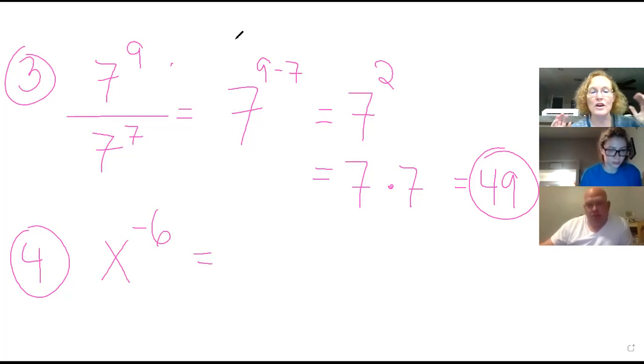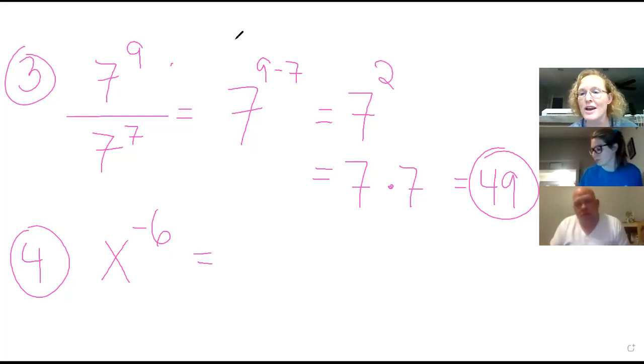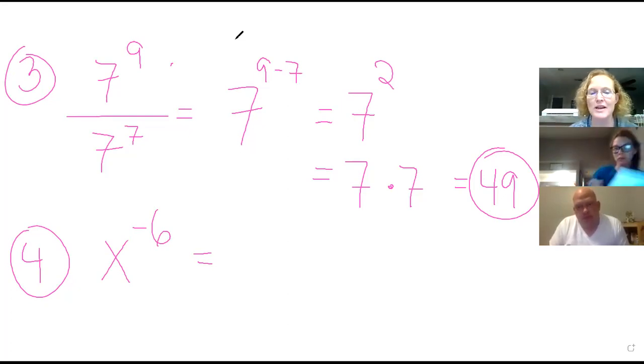Now, remember, the cardinal rule with exponents is you are not allowed to have a negative exponent in your answer, ever. I don't care how far you go in math. It cannot happen. You cannot have a negative exponent in an answer.